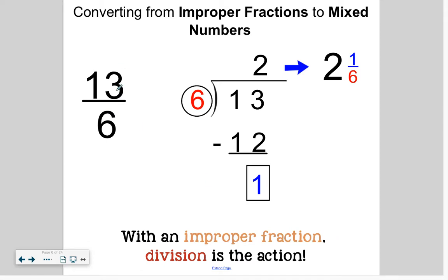If our improper fraction is 13/6, the way we set this up as division is 13 divided by 6. 6 goes into 13 2 times. 2 times 6 is 12, and we get a remainder of 1. Our answer becomes 2 and 1/6.